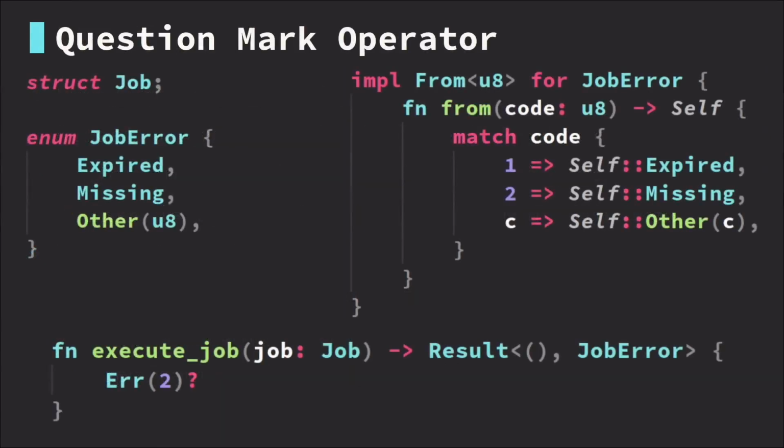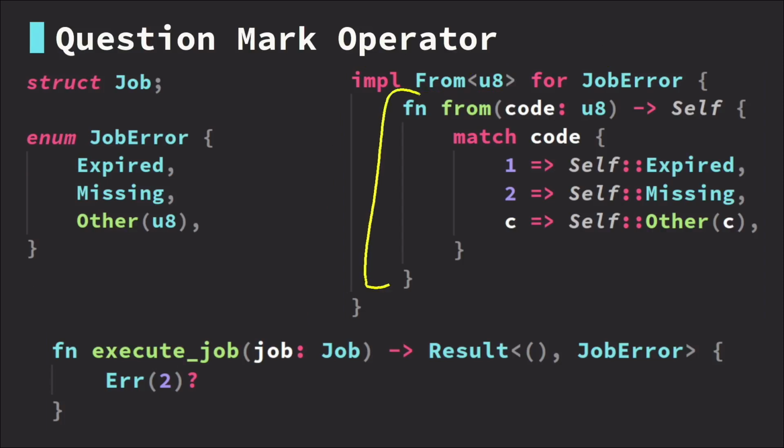One last thing before we finish up. You can also utilize the question mark operator with the From and Into traits. So here we have a Job structure and a JobError enumeration. The execute_job function will try to run a job, and it'll return an error code if the job fails. We want to turn that error code into a JobError enumeration. To do so, we implement the From trait on a u8 for a JobError. So we're going to convert from a u8 into a JobError.